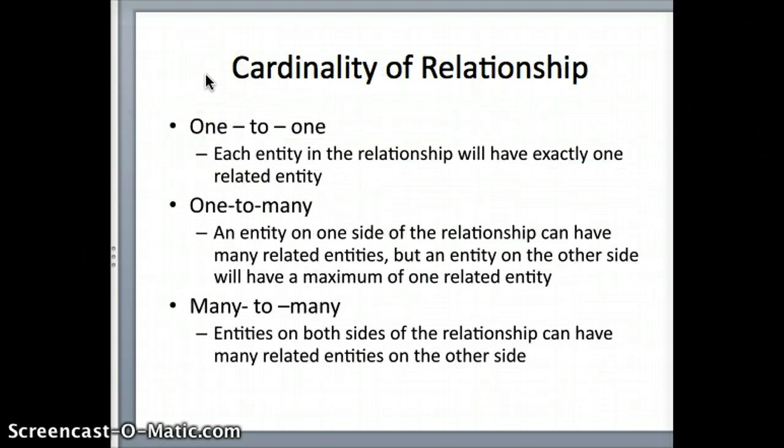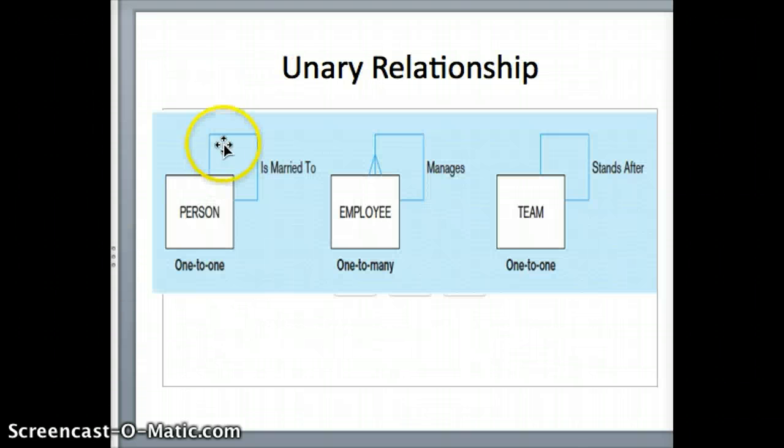Cardinality of relationship: 1 to 1. Each entity in the relationship will have exactly one related entity. 1 to many: an entity on one side of the relationship can have many related entities, but an entity on the other side will have a maximum of one related entity. Many to many: entities on both sides of a relationship can have many related entities on the other side.